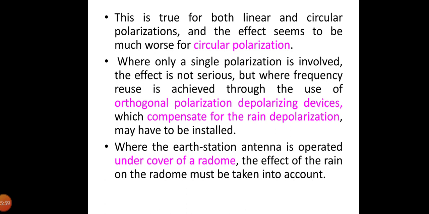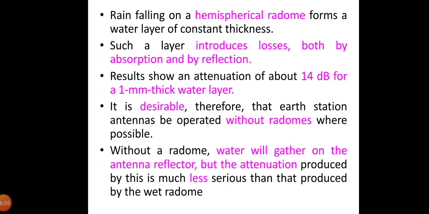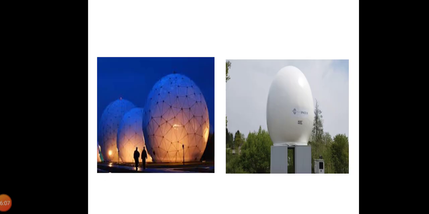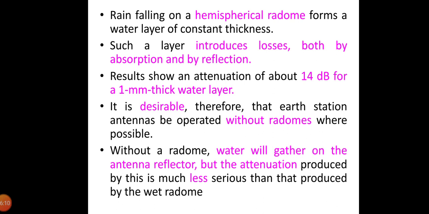The earth station antenna is operated under a cover of radome. The effect of rain on the radome must be taken into account. You can see a radome in this figure. So, the rain falling on a hemispherical radome forms a water layer of constant thickness, and such a layer introduces losses both by absorption and by reflection.